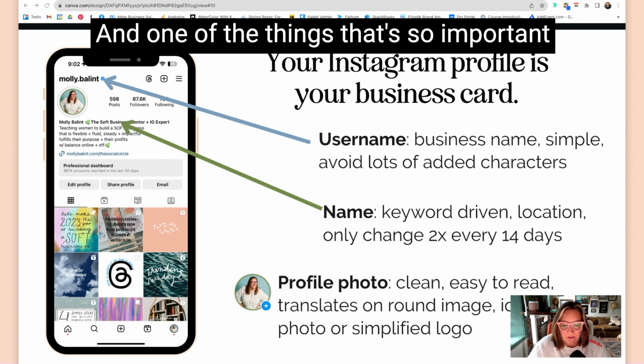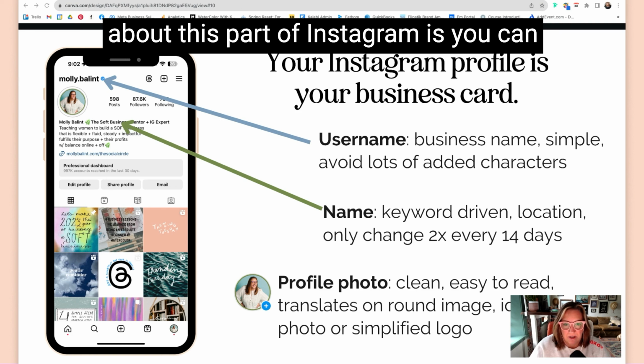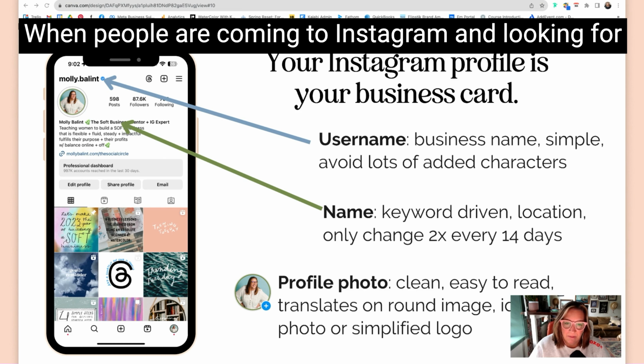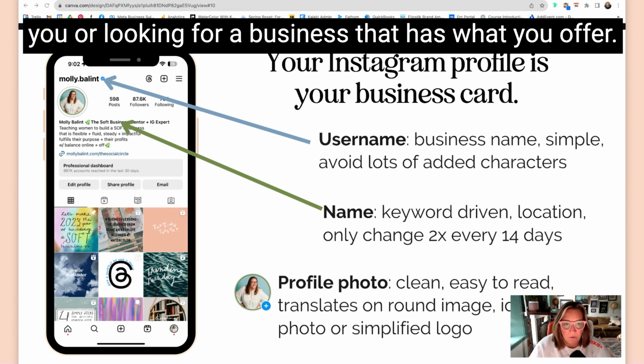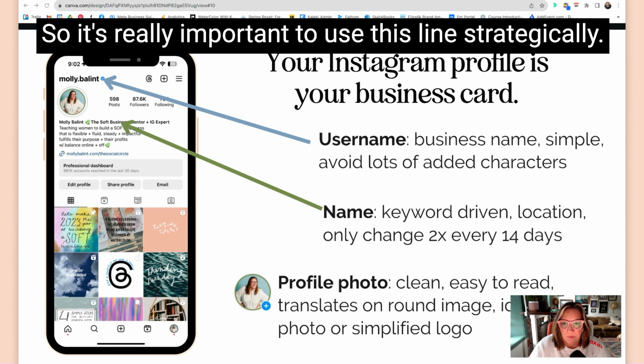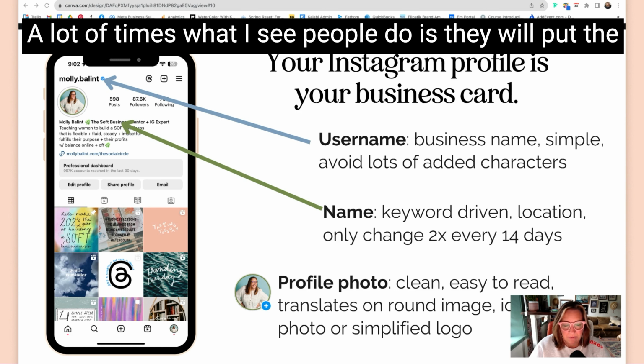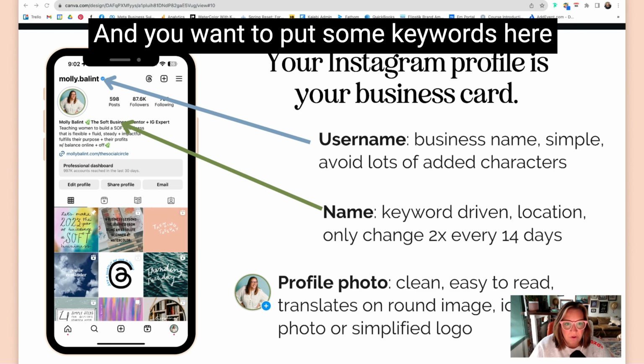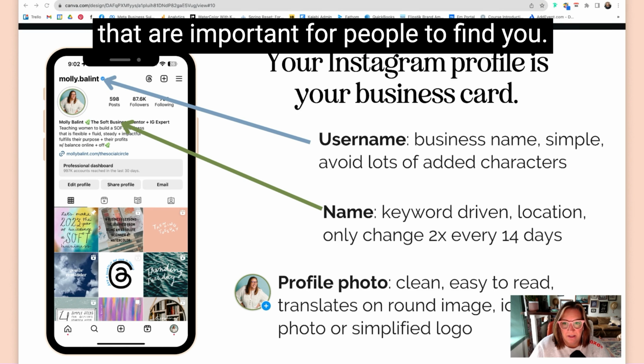One of the things that's so important about this part of Instagram is you can use this line to show up in search when people are coming to Instagram looking for you, or looking for a business that has what you offer. So it's really important to use this line strategically. A lot of times what I see people do is put the exact same thing in their username and in their name. You want to put some keywords here that are important for people to find you.